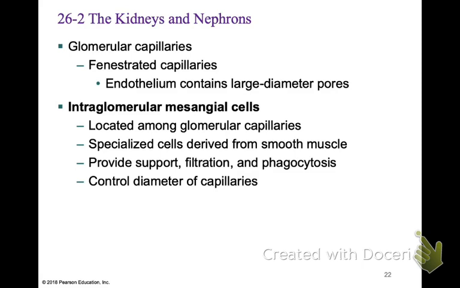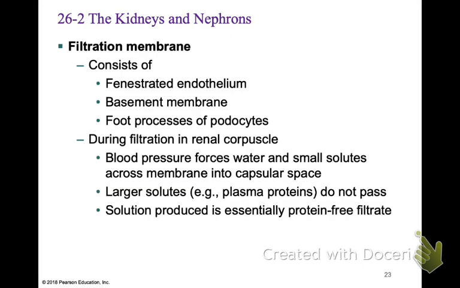There's another kind of cell here. It's the intraglomerular mesangial cell. For a long time, we didn't know what they do. Now it appears that in addition to supporting the glomerular cells, it also helps control the diameter of the capillaries. I don't test over it simply because it's just not entirely clear everything that the mesangial cells do.